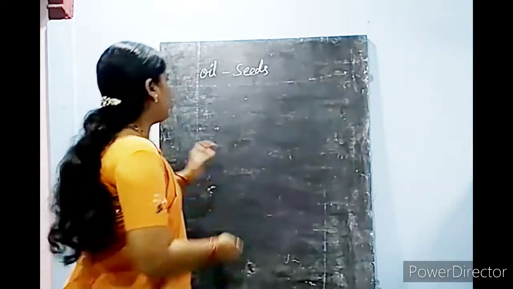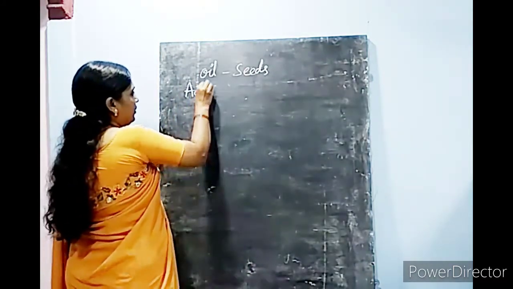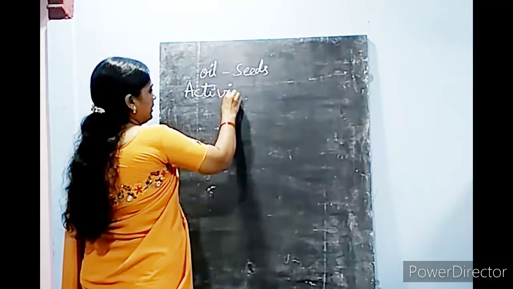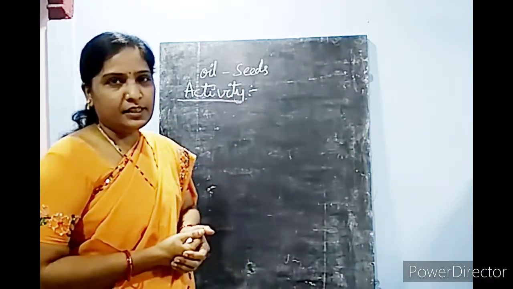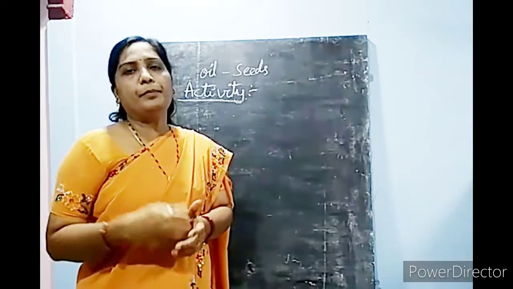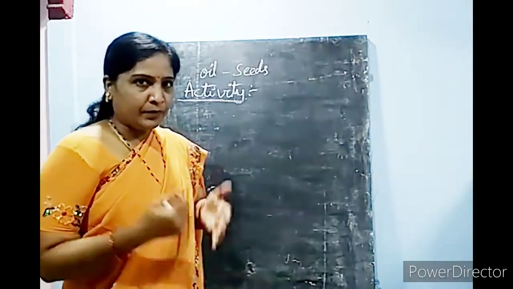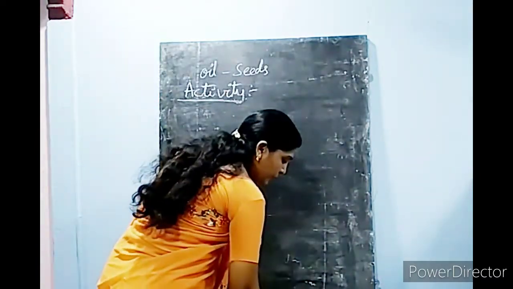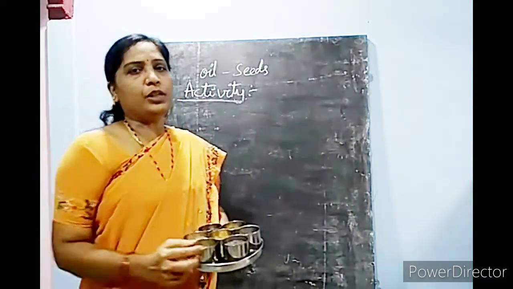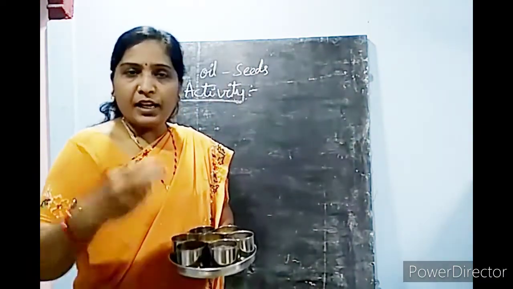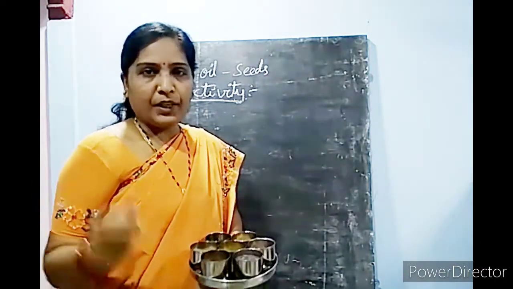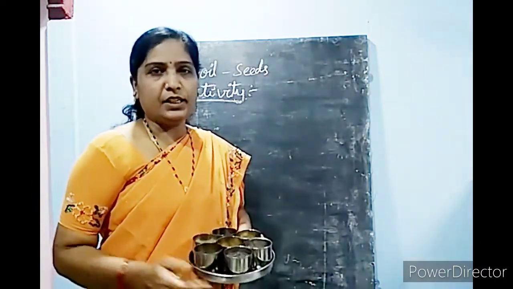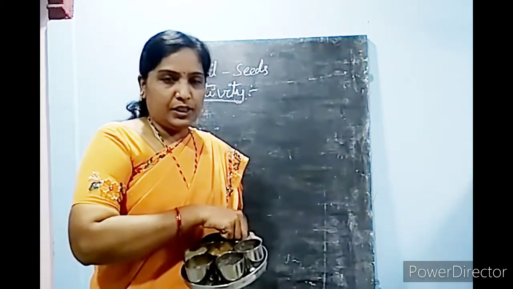Understood what activity you are going to do? Your activity is to collect different seeds from your kitchen and separate them based on their uses. Here I'll show you some seeds I too collected from my kitchen and divided based on their use. Now I'll show you some seeds. You try to identify those seeds, children.